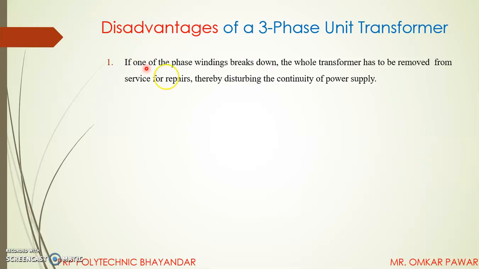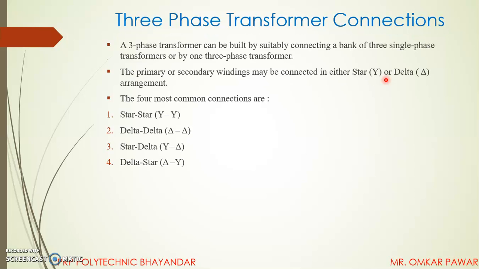The disadvantage is that if one of the phase windings breaks down, the whole transformer has to be removed from service for repairs, thereby disturbing the continuity of power supply. So in a single unit of three-phase transformer, if one of the phase windings breaks down, the whole transformer has to be removed from service for repairs. So it breaks the continuity of supply.